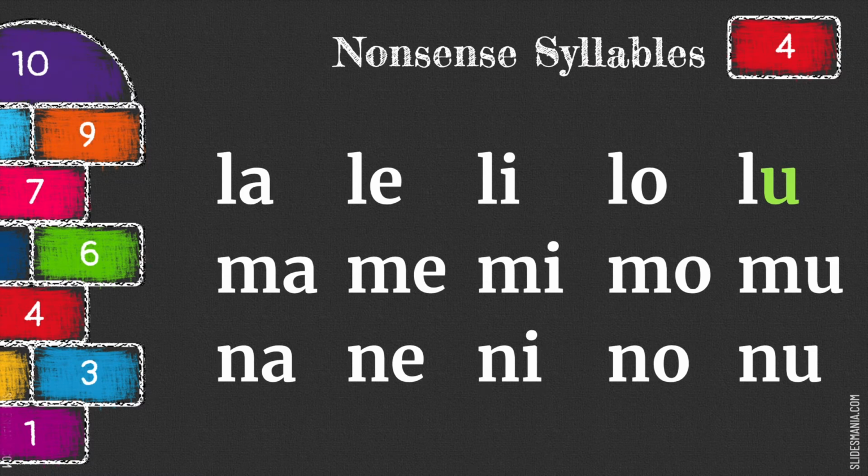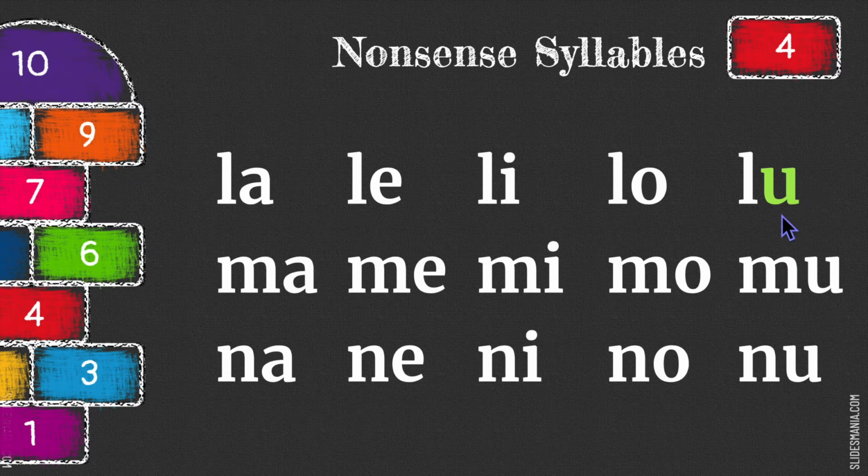Before we go on to lesson 4, think about how you did for lesson 3. If that was difficult, please repeat the lesson until you can get most of them correct. We are going to practice our nonsense syllables first.